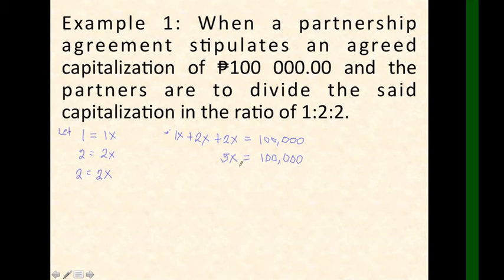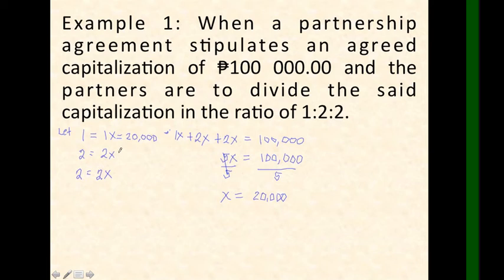Then, divide both sides by 5. Then cancel. So we will be having an answer of 20,000, right? 20,000 pesos. Okay? From this x, pwede nating i-substitute ngayon yung mga value dito. So, therefore, 1 times 20,000 as the value of x is 20,000. So, saan ko nakuha yan? Doon sa na-solve natin. Okay?